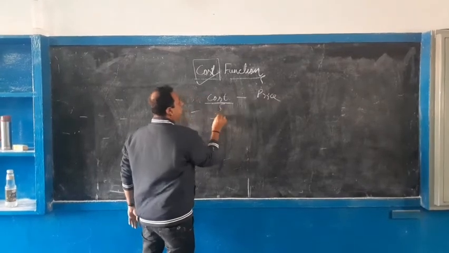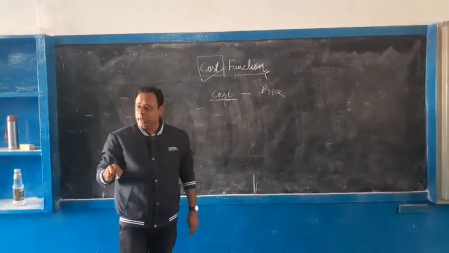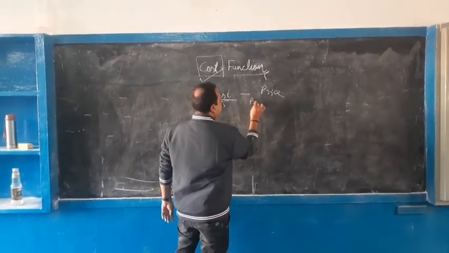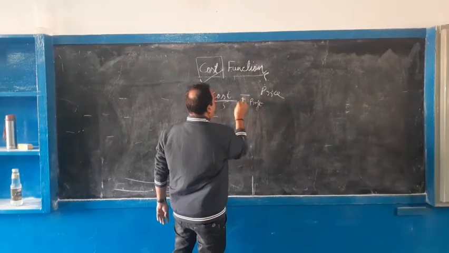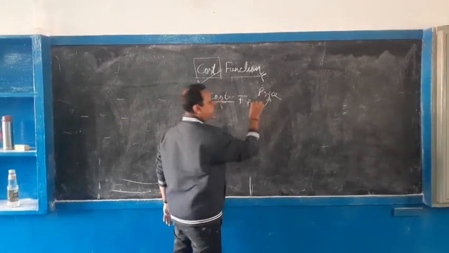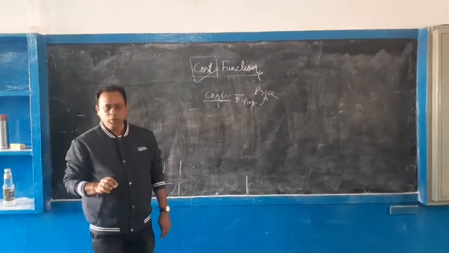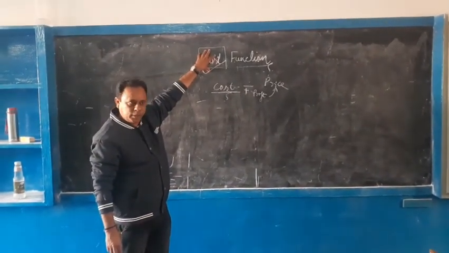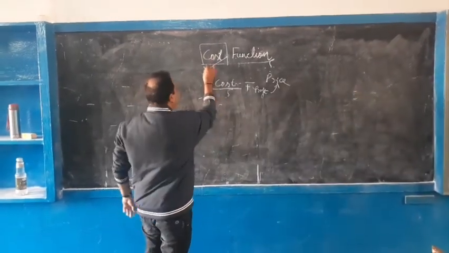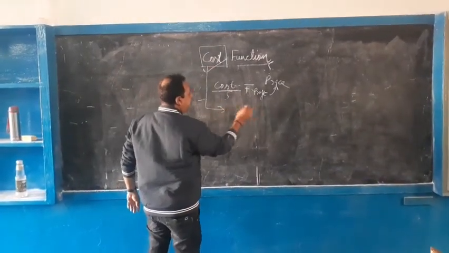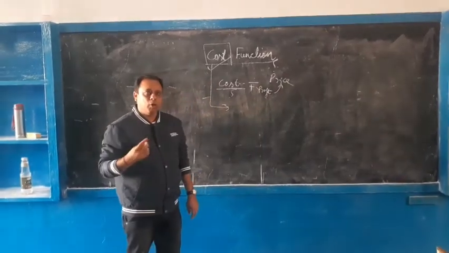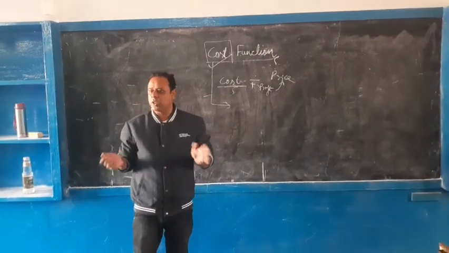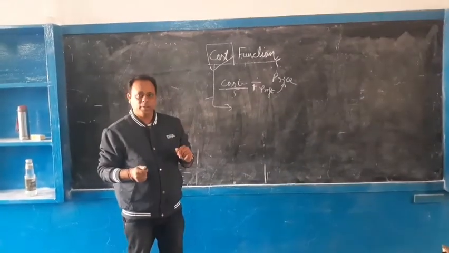Cost is that amount which is incurred, which is included in the manufacturing. When profit is added to cost, it becomes price. Understood? So in this chapter we will study about cost function. Cost function is that function where we generate the output and analyze what is the costing, what is the actual amount incurred in the production process, so that the price can be finalized.